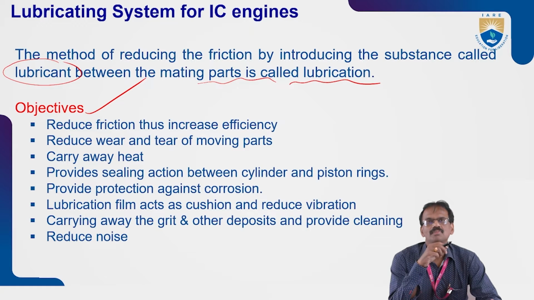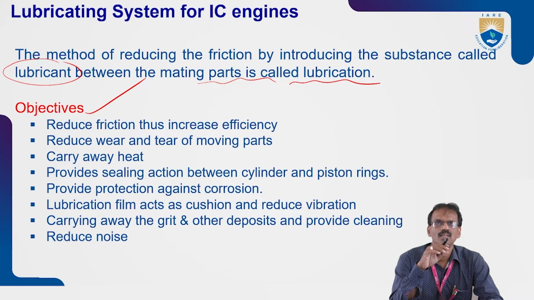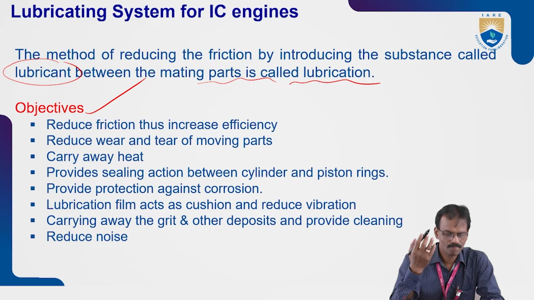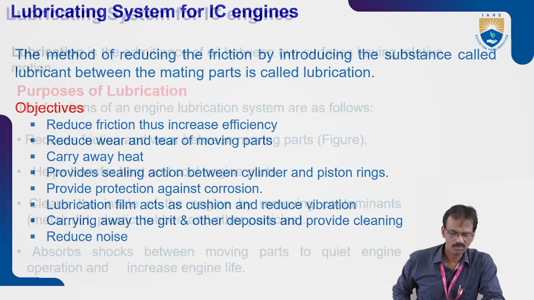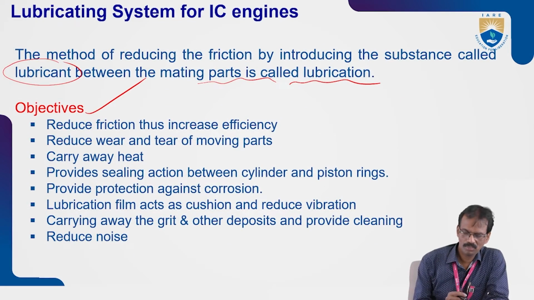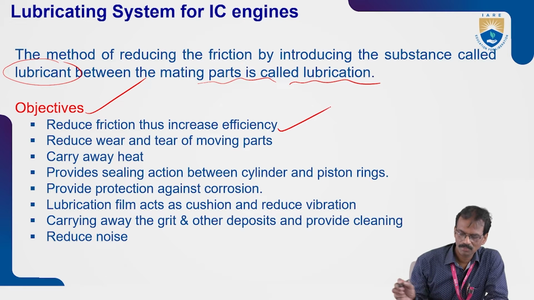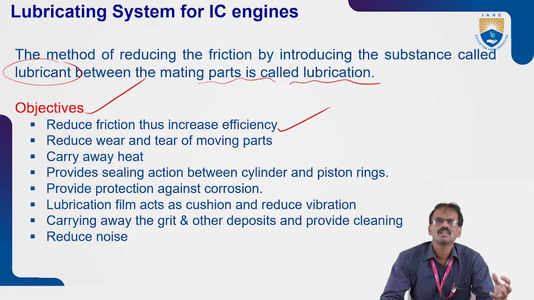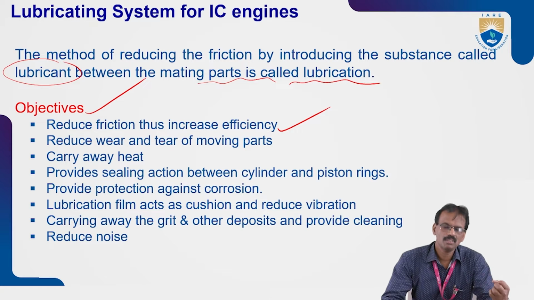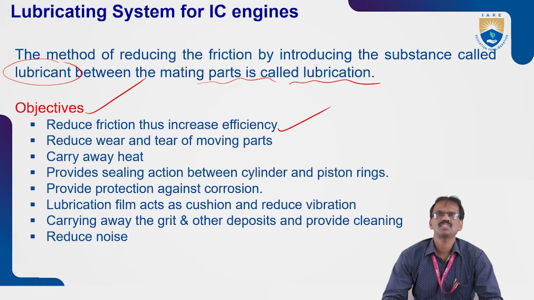Objectives of lubrication system. What are the different objectives? Main objectives of lubrication system. You know that the objectives are the same as the previous ones, that is, the purposes. Both are very similar. Okay, it reduces the friction, thus increasing the efficiency. Due to the reduction of friction, wear rate will automatically decrease. So by reducing the wear rate, we can increase the lifespan, and we can increase the efficiency of the engine also.